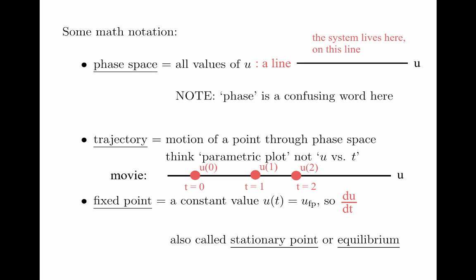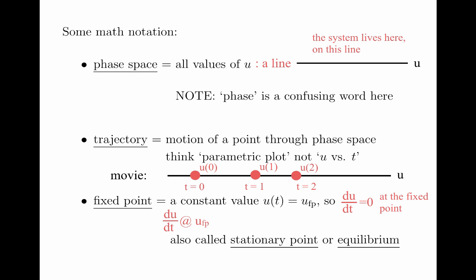Well, if it's a constant, u is not changing in time. Right? A constant value means u is not changing in time. So du/dt at a fixed point must be 0. So du/dt, our differential equation, is equal to 0 at the fixed point.